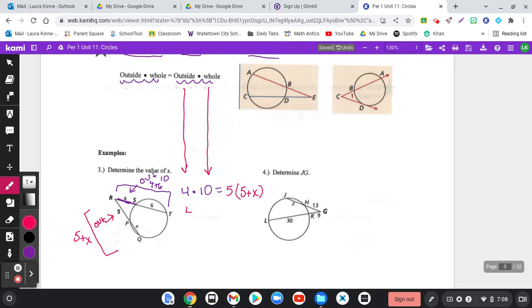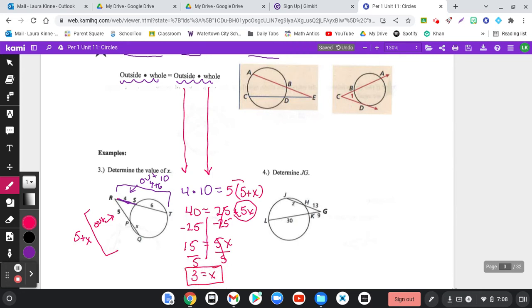So we have 40 equals, let's distribute, 25 plus 5x. Now, there's only one x, so I'm going to keep that here. I'm going to subtract the 25 over. 40 minus 25 is 15, equals 5x, divide by 5, and we get 3 for x, and that's what it wanted us to find.